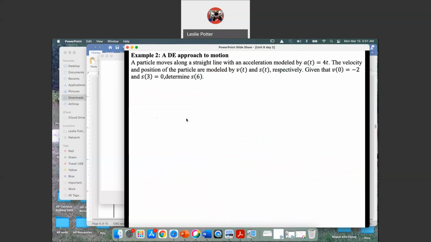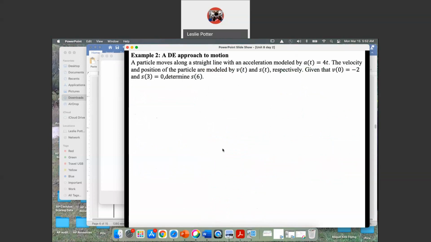Okay, so why don't you pause the video and try this one on your own and see if you can come up with the position function. And then this question is asking what is your position at 6 seconds. So we talked about using a differential equation to find a final value, right? Back in Unit 7. So this is that type of question.